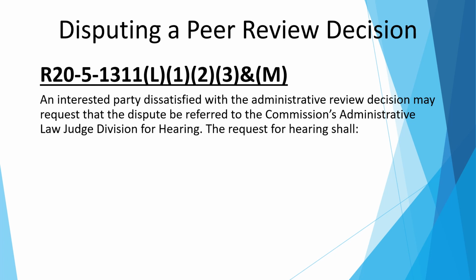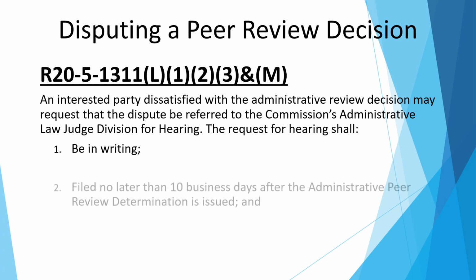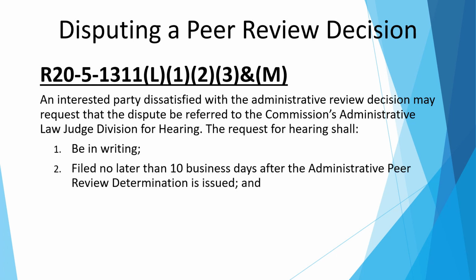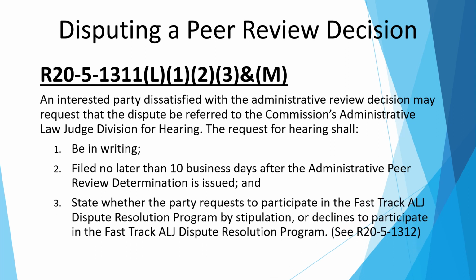However, you as the payer can dispute a peer review. Let's say they overturn the denial, but you know they should not do that. You can dispute it by filing with the Commission's Administrative Law Judge Division for hearing. In other words, you're going to complete a 1061J. It has to be in writing. It has to be filed no later than 10 business days after the administrative peer review determination is received. And finally, you're going to indicate whether or not you want to participate in the Fast Track ALJ Dispute Resolution Program. So if you get a decision for a peer review, you do have the option to dispute it.